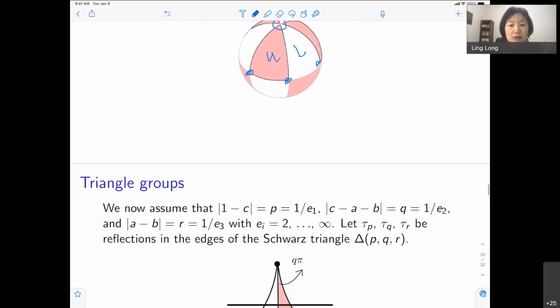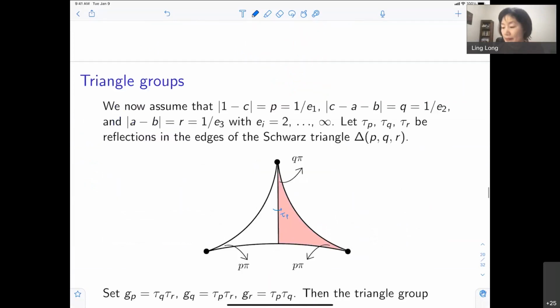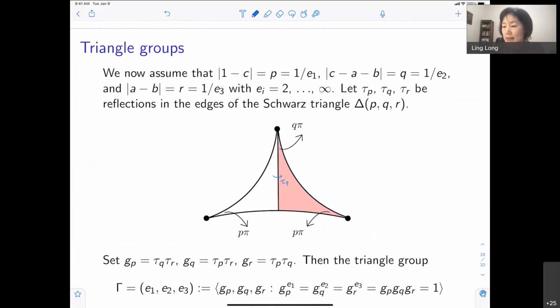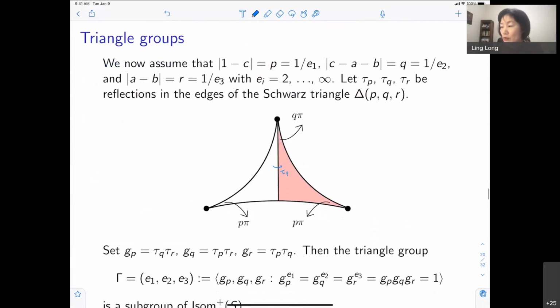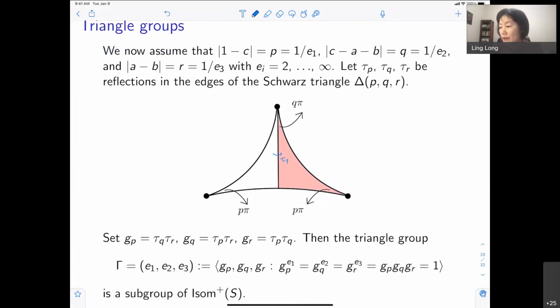So then that leads us to the notion of triangle groups. Assuming the same kind of setting, plus we are going to assume that P is going to be 1 over either an integer at least 2 or infinity. In this particular case, what we can do is use the reflection. For instance, in this picture, I have the upper and lower half plane mapped into this particular triangle.